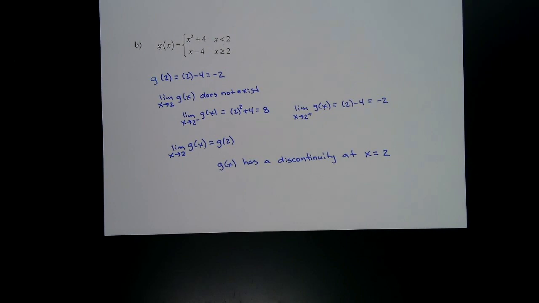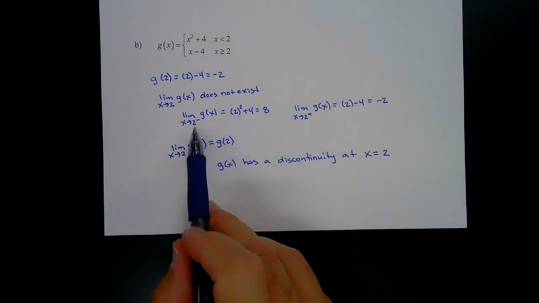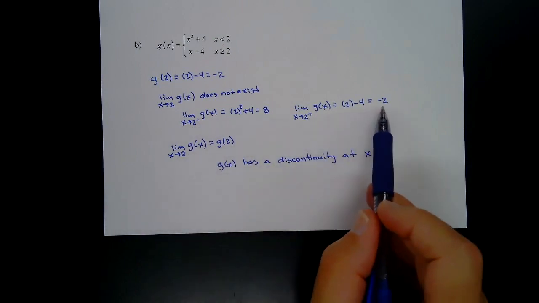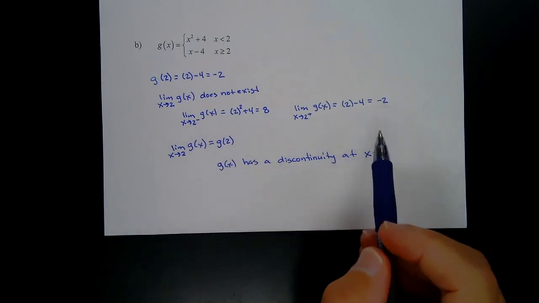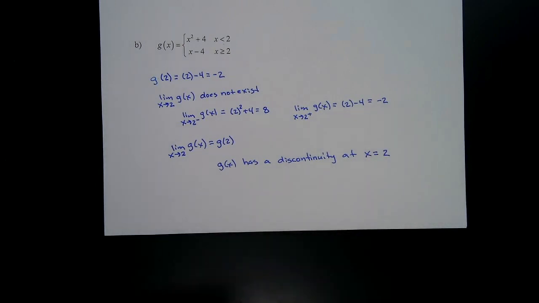Now, I would also like you to determine what type of discontinuity it is. I asked if it's removable or not, but I want to know the type too. How can you tell the type of discontinuity? Well, this left-hand limit, as x approaches 2 from the left, is 8, and the right-hand limit is negative 2. So at x equals 2, from either side of 2, the y's are approaching 2 different values. If they're approaching 2 different values, that would be a jump discontinuity.